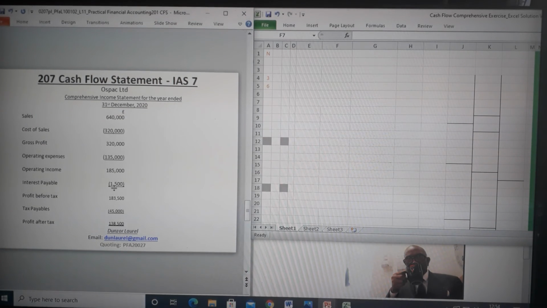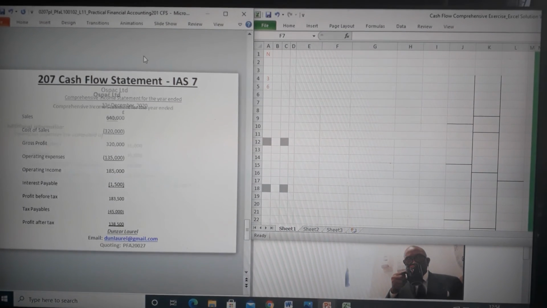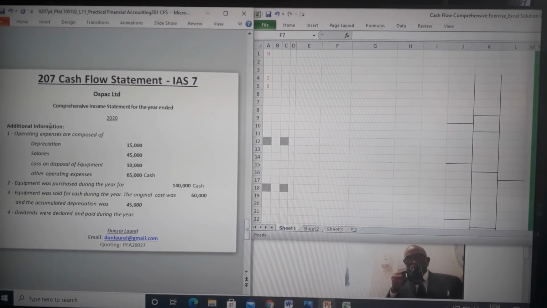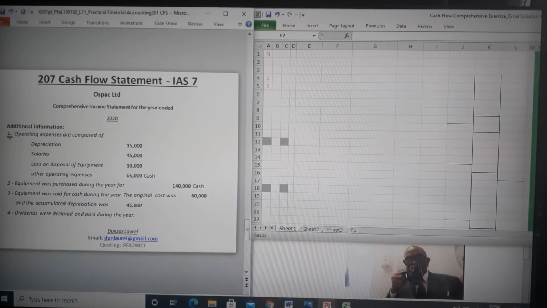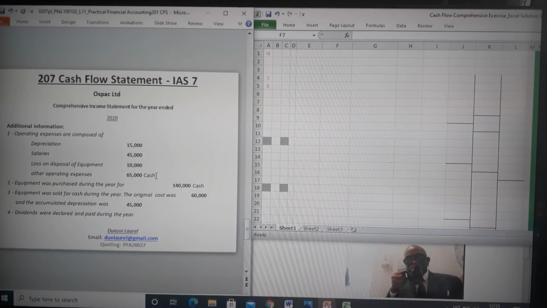Interest payable 1,500, giving us a profit before tax of 183,500. Tax payable 45,000, giving us a profit after tax of 138,500. We have additional information. 1. Operating expenses are composed of depreciation 15,000, salaries 45,000, loss on disposal of equipment 10,000, other operating expenses 65,000 cash.